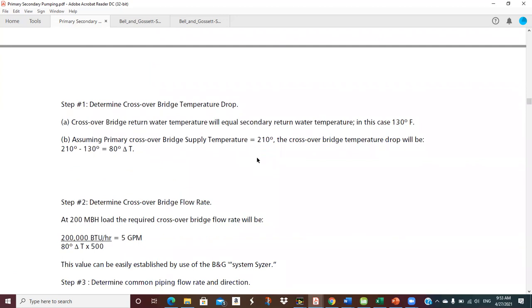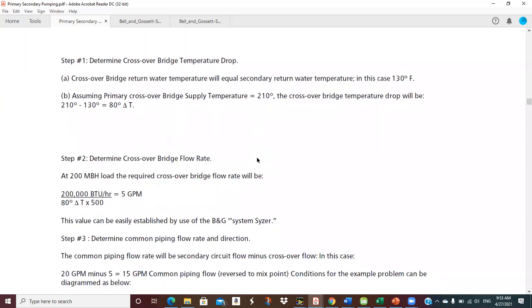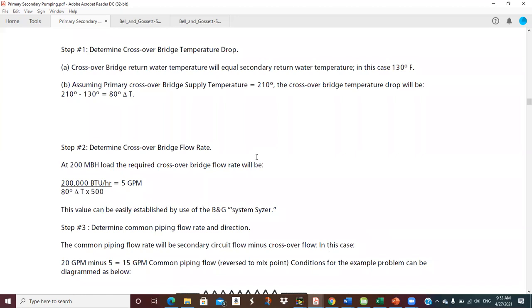The good thing about this is they really do go through it a step at a time to make sure that you understand. Step 1, determine crossover bridge temperature drop.